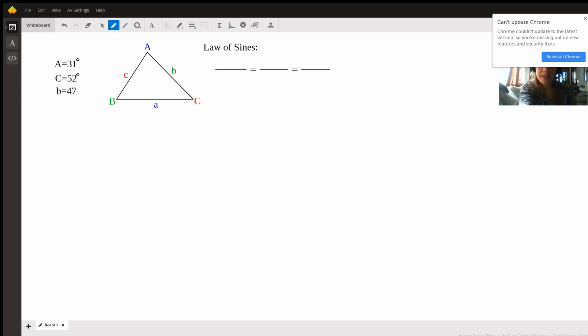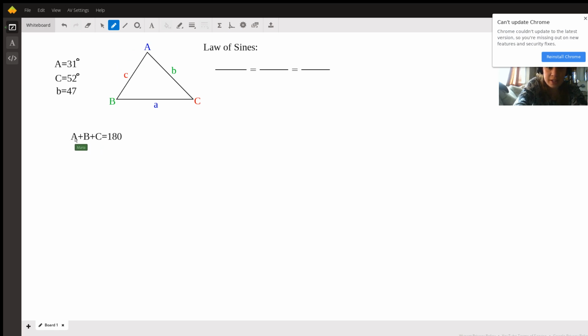Okay, so once we set it up like that, we know that we have angle A's measure, angle C's measure, and side length B. We don't know angle B's measure, but we can find it really easily because we have the rule that all the angles of the triangle added together should equal 180 degrees.